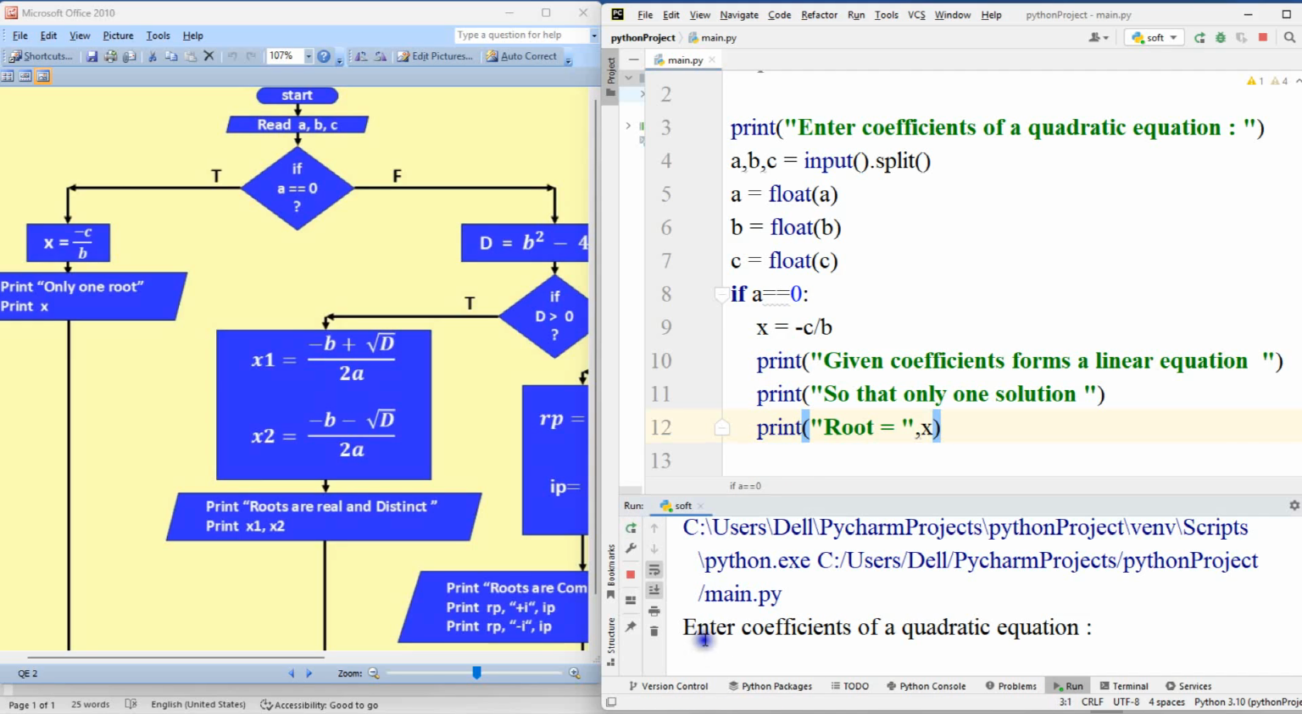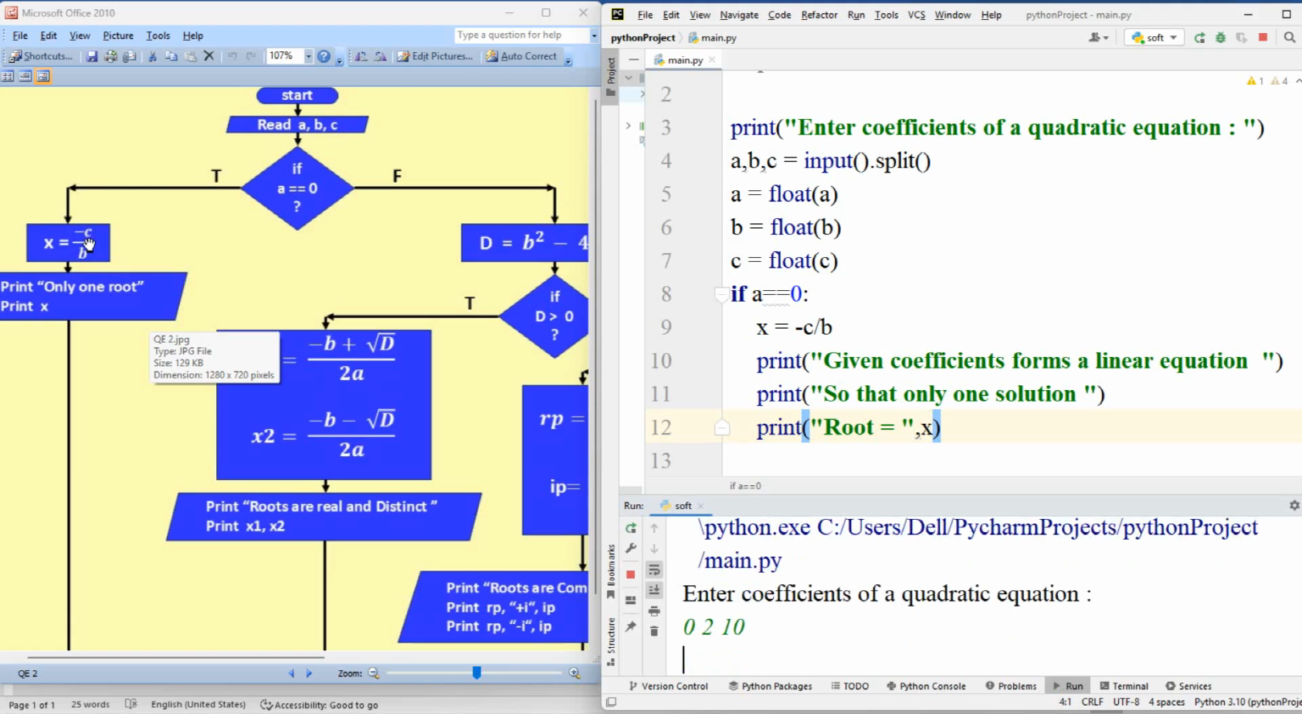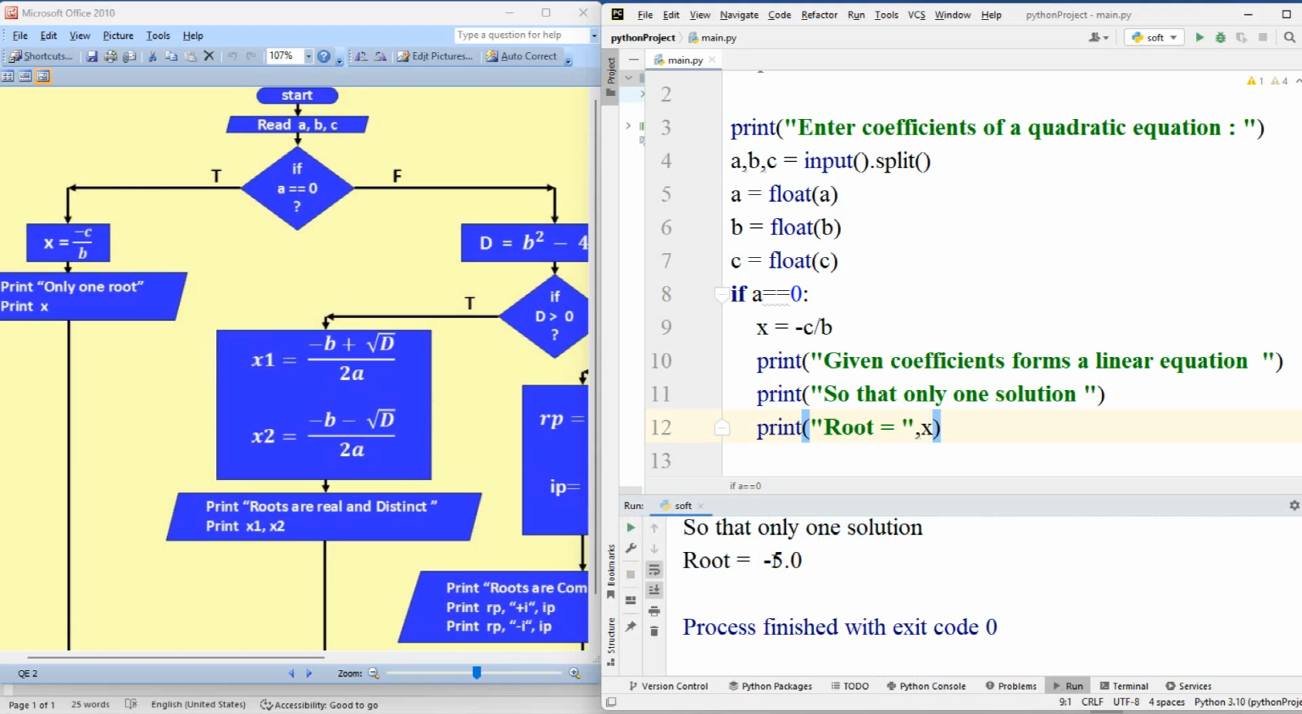You can see here the prompt is like this: enter coefficients of a quadratic equation. To execute this part, a value should be 0. So let us enter 0. Simple values are 2 and 10. What is our expected result? Minus c by b means minus 10 by 2. Minus 10 by 2 means minus 5. You can see here root is equal to minus 5. We got the correct result. Next, let us move on to the next part.